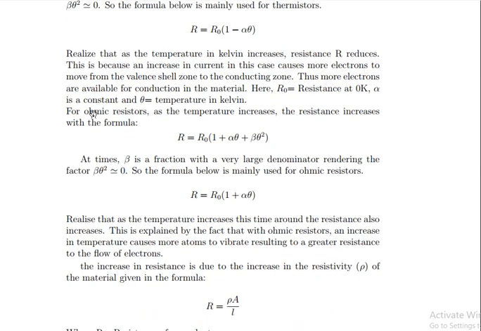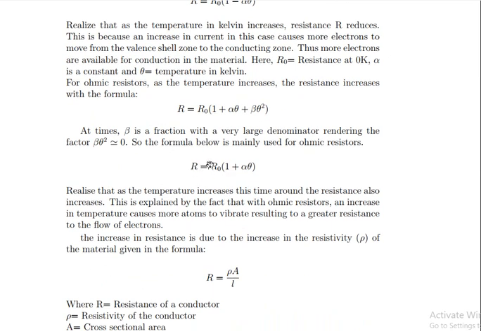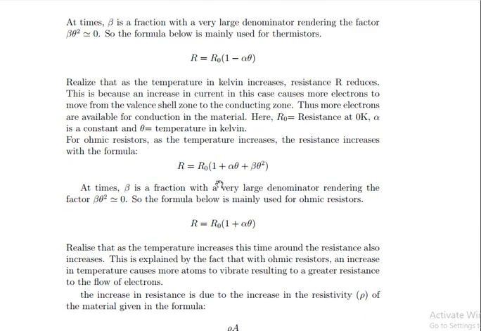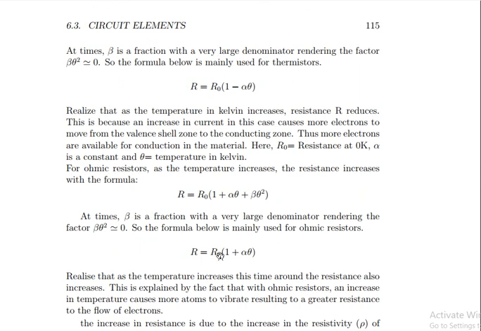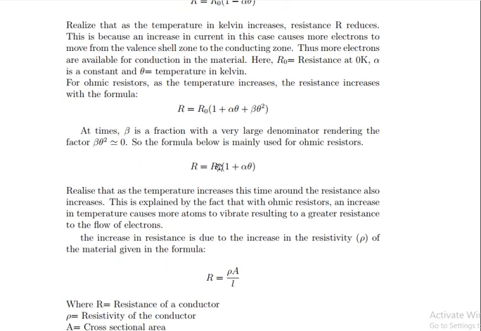Now for ohmic resistors, this formula mostly applies, where R is equal to R0 times (1 plus alpha theta). For ohmic resistors, you need to know that most of the time, when temperature increases, the resistance increases. And there are two different reasons for this formula to differ for thermistors and ohmic resistors. Now for ohmic resistors, we see that as temperature increases, resistance increases from the 0 Kelvin resistance.